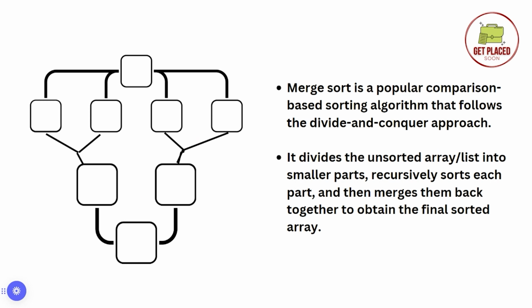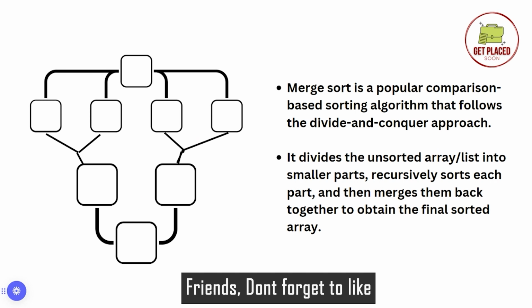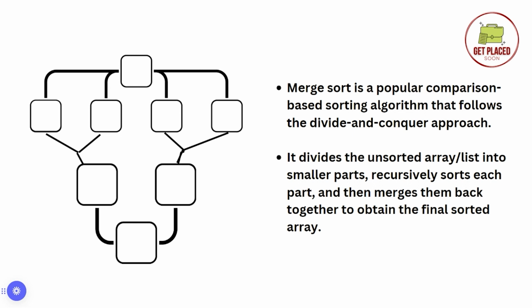Merge sort is a popular comparison-based sorting algorithm that follows the divide and conquer approach. So what is the divide and conquer approach? It divides the given unsorted array into smaller parts, recursively makes it into smaller parts, and then merges them back together to obtain the final sorted array.